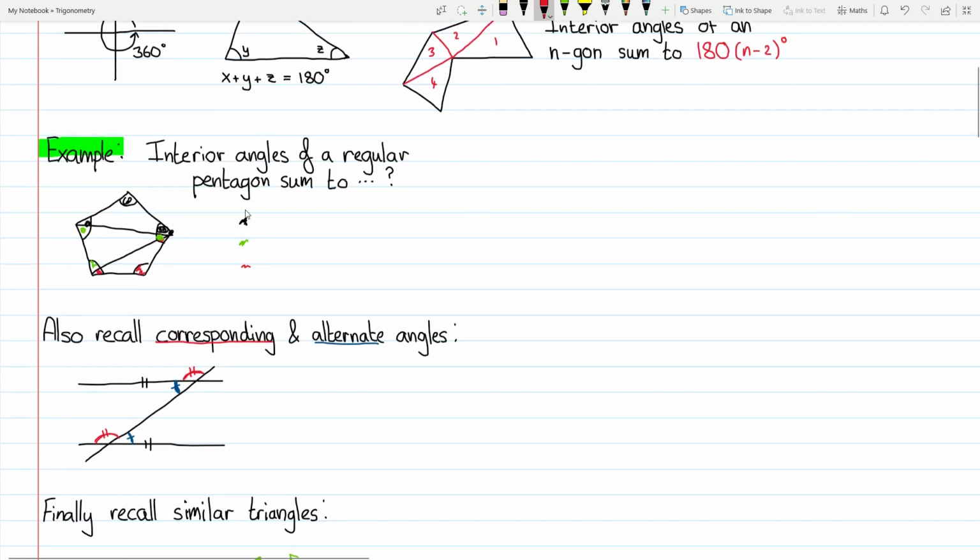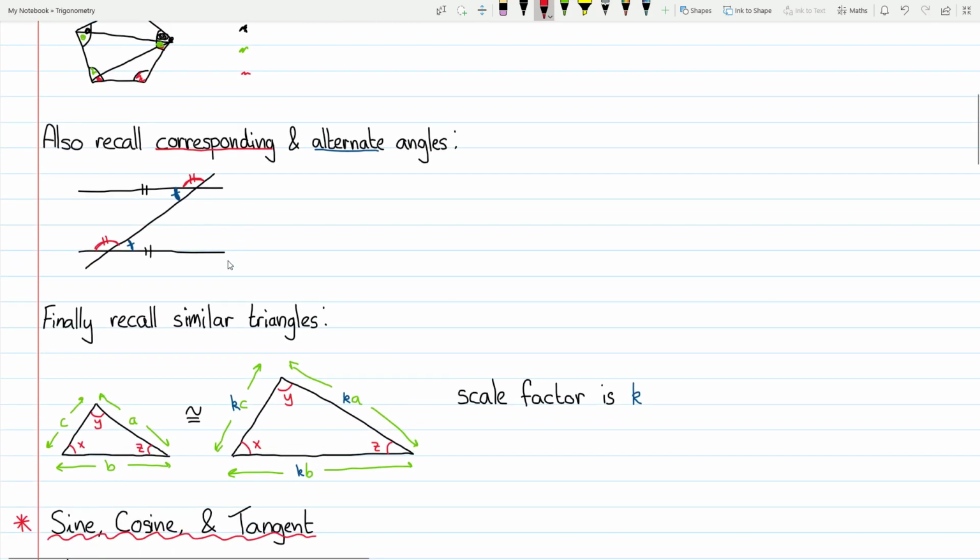So just a brief little recap of some basic geometry before you get into trigonometry. And similarly, we also have corresponding and alternate angles. You can kind of see the red ones are corresponding, the blue ones are alternate. They are equal.